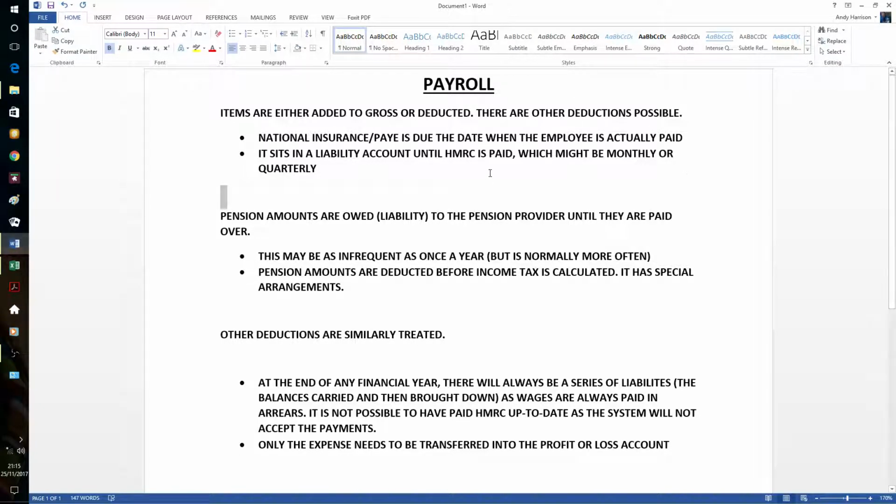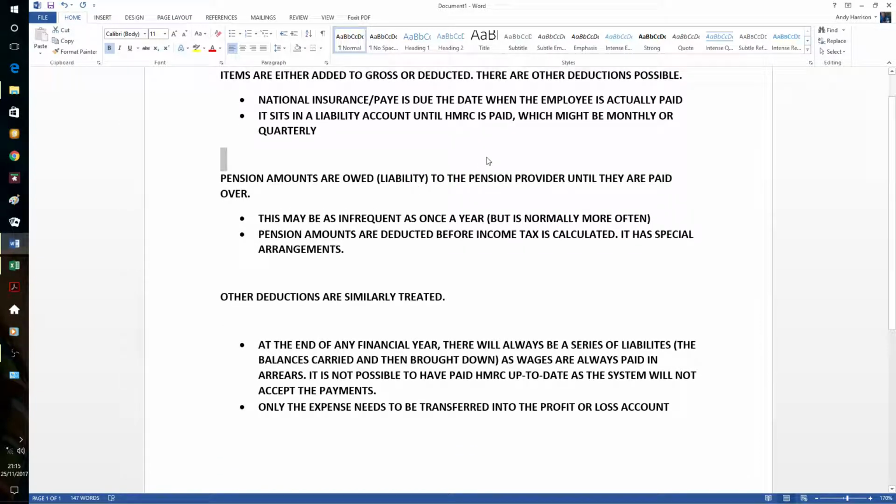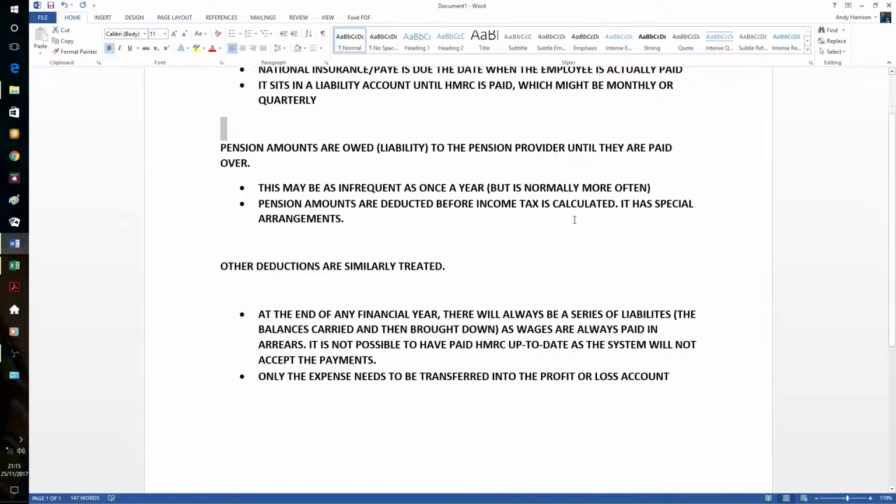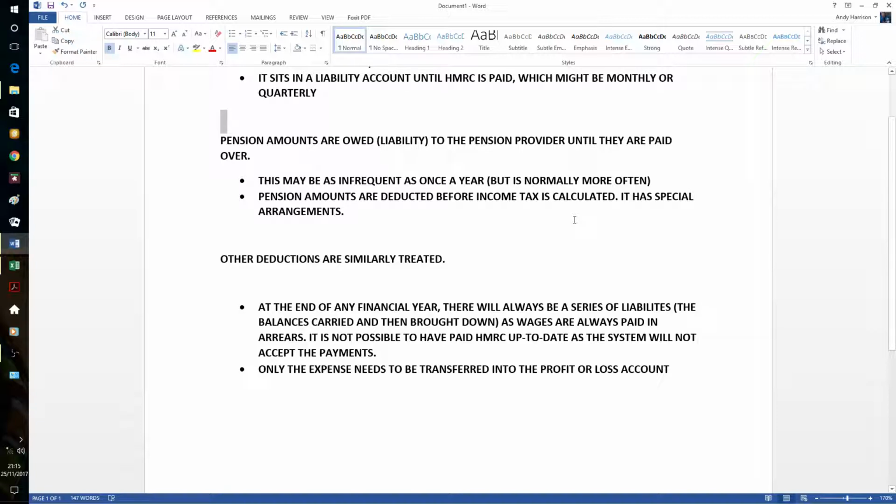National insurance is due the date when you're actually paid. It sits in the liability until we pay it. I've already mentioned it might be monthly or quarterly. Pension amounts are owed to the pension provider till they're actually paid. I have seen them as a year, but that was in the past. I think these days pension providers get paid a little bit more quickly.